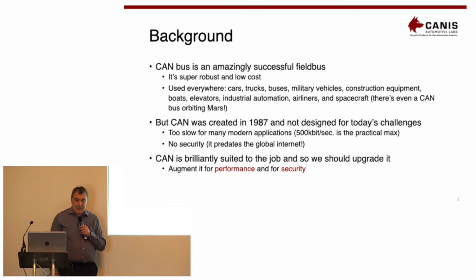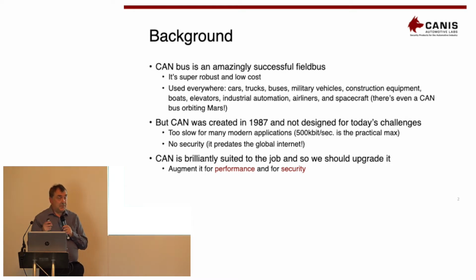But it was created in 1987, and lots of things today weren't really in the minds of the creators of it. So there wasn't even a global internet in 1987, so the idea that you could hack someone's car from 1987's worldview was inconceivable. And it's too slow now for modern applications, so 500 kilobits per powertrain is about the maximum you can push CAN to, and that's not fast enough.